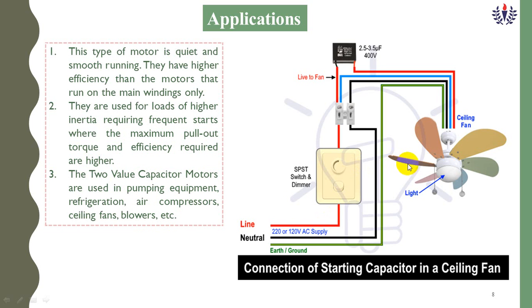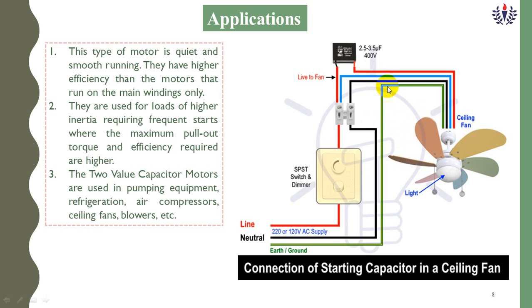And this is a pictorial representation of ceiling fans. Here, line and neutral. This line will be connected to the SPST, single pole single throw switch. Then it is connected to the capacitor, ranging 2.5 to 3.5 microfarads. This is the ceiling fan. The ceiling fan arrangement has the light also. To control the light we have a dimmer. A dimmer is a methodology to control the light luminescence as well as the intensity value. Now to control the speed of the fan we need a regulator also.